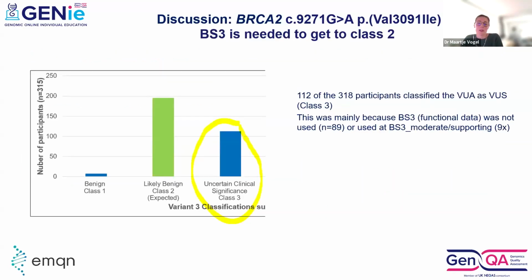Then there were more than 100 participants that classified this variant as class 3. We looked into the evidence codes that they used, and this was mainly because the functional data was not used or not used at the right weight. So there were 89 participants that did not use or did not find the functional data for this variant, and there were also 9 participants that used it at moderate or supporting, while it should be used at strong. And if you don't have BS3, it's difficult to get to class 2 for this variant. Next slide, please.